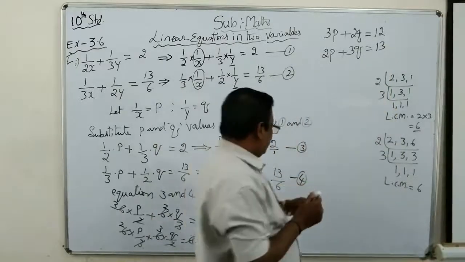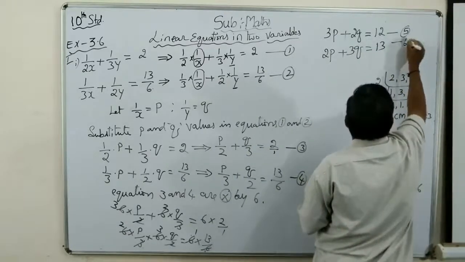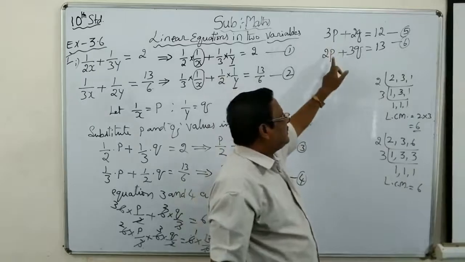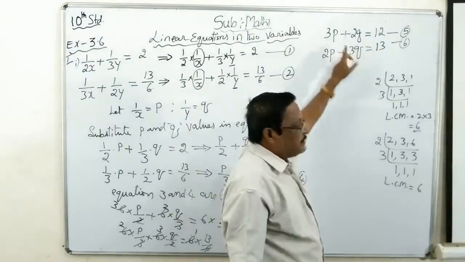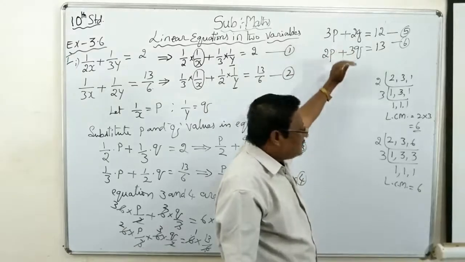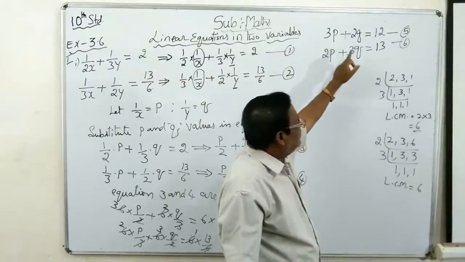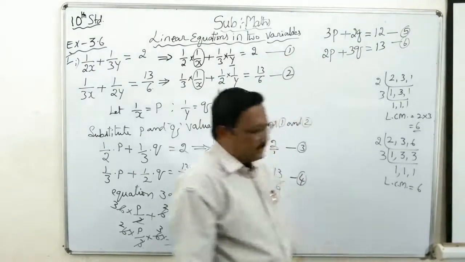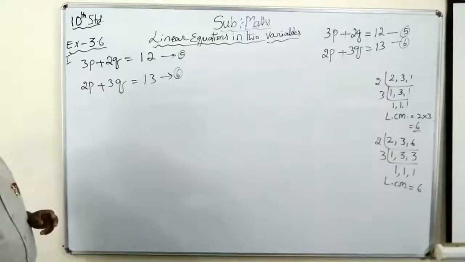Now, this is equation number 5, this is equation number 6. These two equations are a linear pair of equations in p and q variables. Solve these equations by either the elimination method. This one is solved by the elimination method. See, this is the next elimination method. I am solving this one completely.